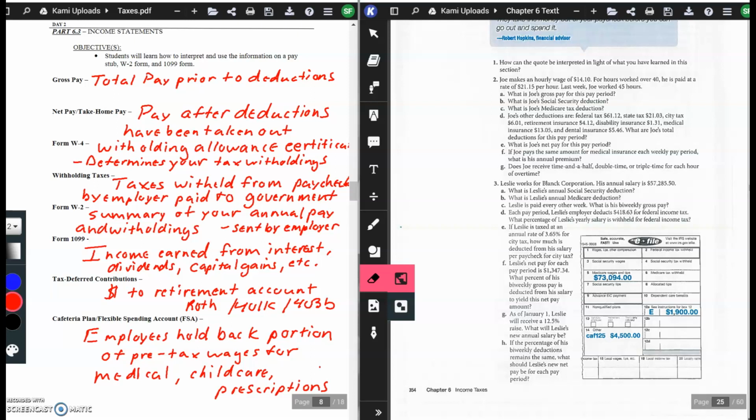And cafeteria plan and flexible spending, FSA, flex spending accounts. These are accounts where employees can put pre-tax money into a specific account, and out of that account you can pay for different things such as medical bills, child care, any prescription drugs that you need to pick up. So it's kind of like a savings account that helps you pay for specific things. So if you need to pause the video to copy down those definitions, please do so. And we'll refer to those definitions in our examples.